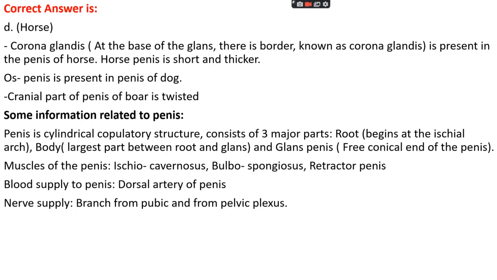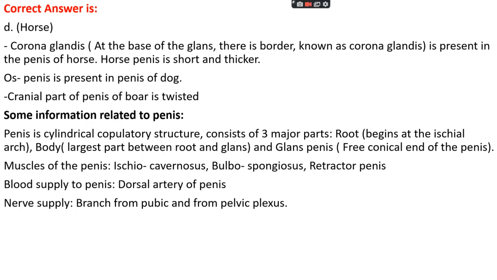Okay. Let's see some information related to the penis. The penis is actually a cylindrical copulatory structure. It mainly consists of three major parts: the root, which begins at the ischial arch; the body, which is the largest part between the root and the glans; and the glans penis. Glans penis is the free conical end of the penis.